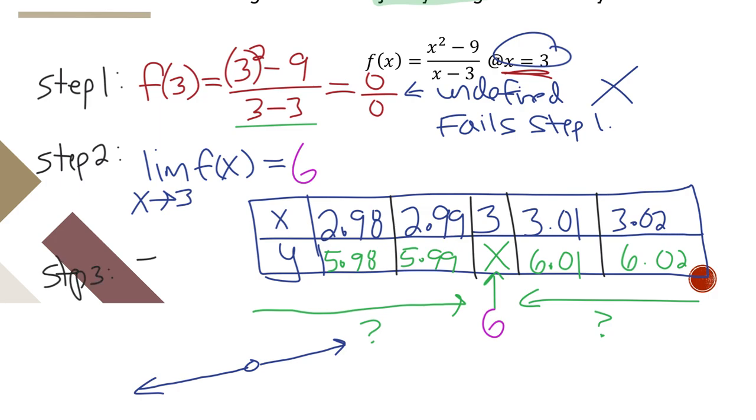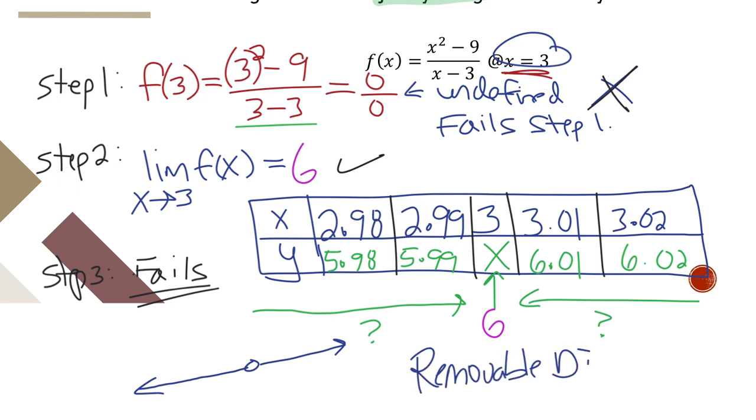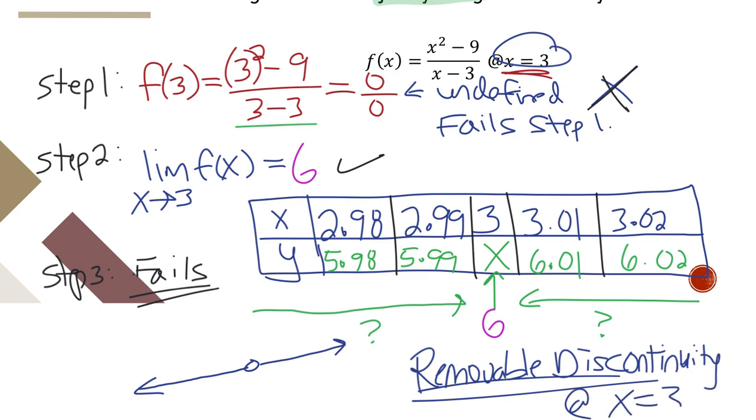So this one, obviously step 3 will fail. Step 3 fails because this one's okay, this one's not okay. Those can't be equal if one is good and one is not good. So this one also fails. This will actually be what's called a removable discontinuity. And the reason why is because step 1 fails and step 2 is successful. So whenever you have step 1 failing and step 2 having a limit, this will always be a removable discontinuity. And we're going to write in where it is. It's at the point x equals 3.